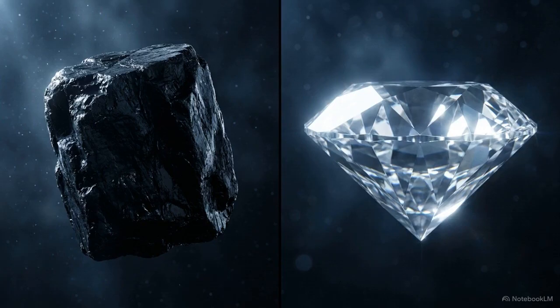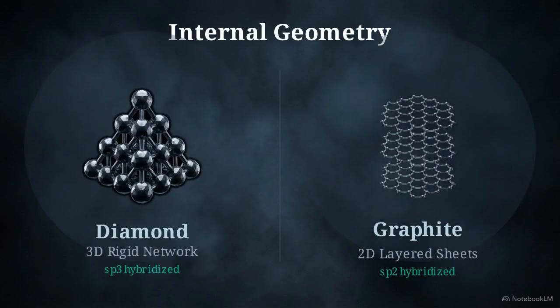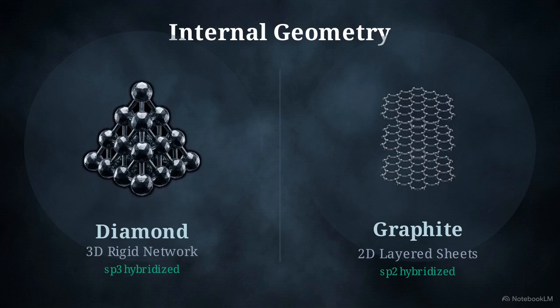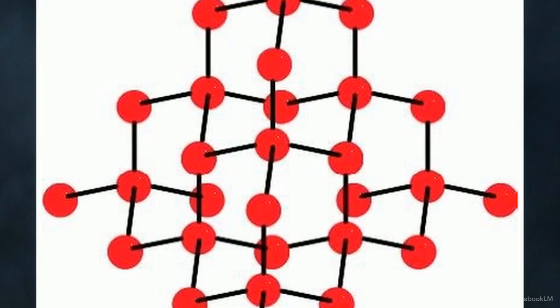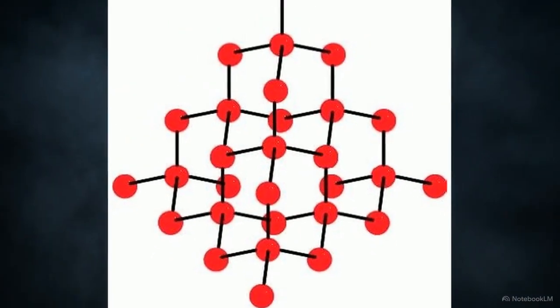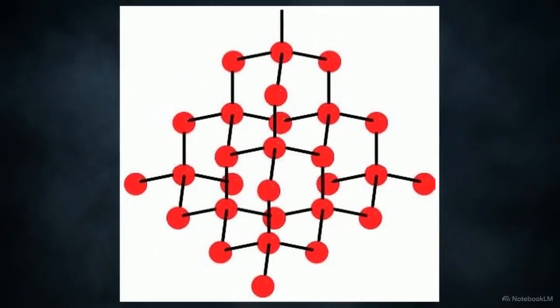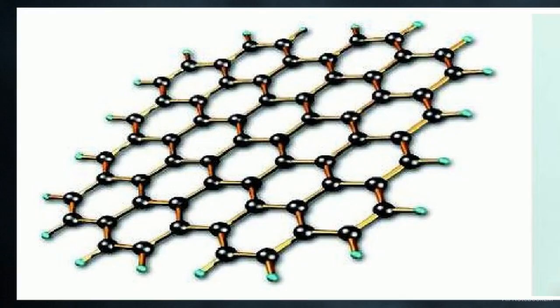When carbon bonds only with itself, it creates allotropes, materials made of the same element that exhibit vastly different physical properties due to their internal geometry. In a diamond, each carbon atom uses sp3 hybridization to link with 4 others in a continuous 3-dimensional network. Because these bonds are incredibly strong and the tetrahedral structure is so rigid, diamond is one of the hardest materials known. Shifting the geometry to sp2 hybridization creates graphene.